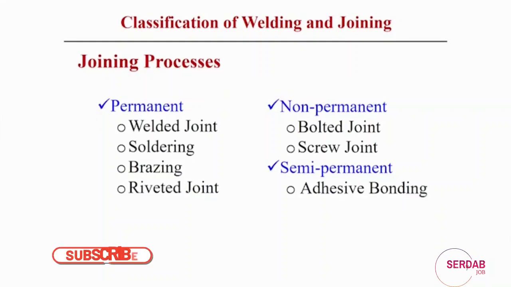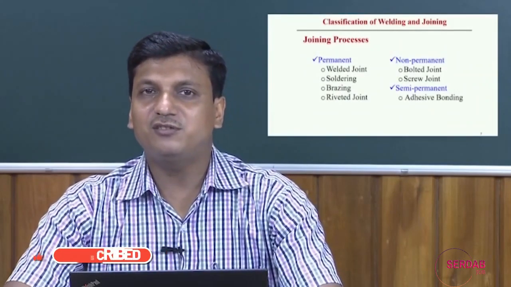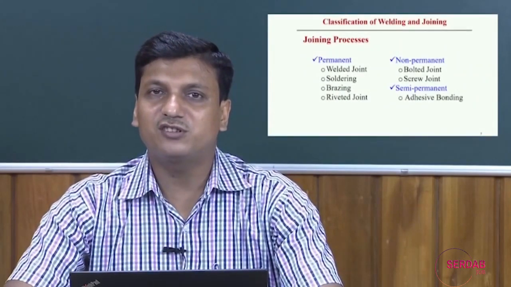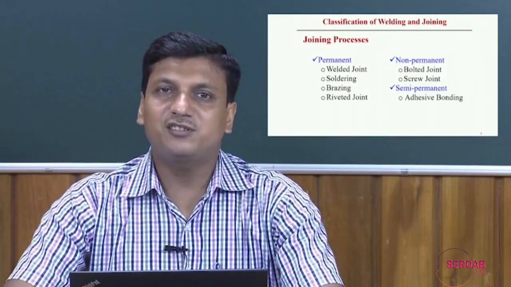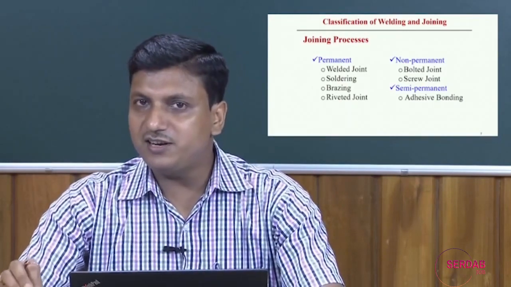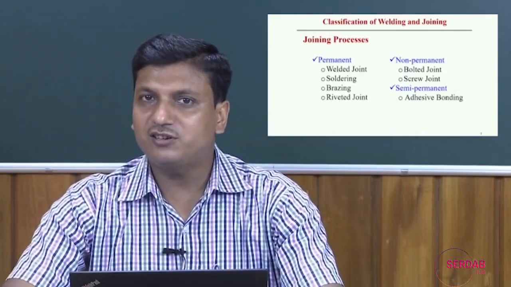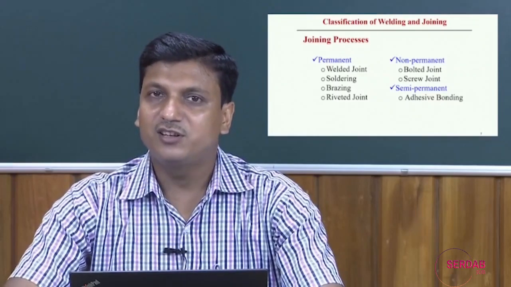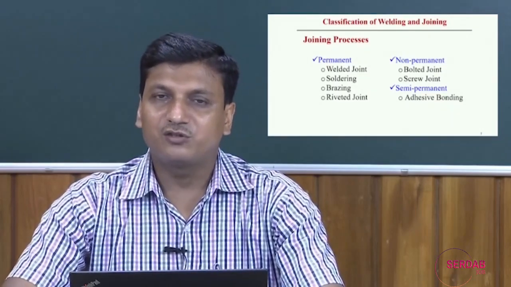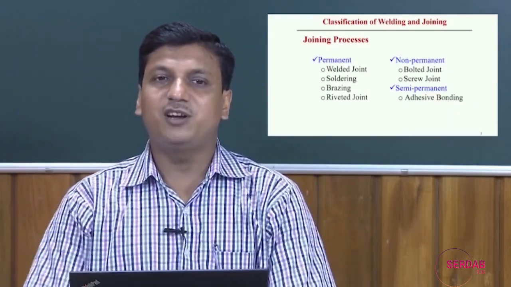So, in that way we can categorize the different joining processes. First is the permanent joint. A welded joint can be considered a permanent joint, because coalescence of the materials happens in this case. It may happen either in the liquid state, that means above the melting point temperature, or it can happen in the solid state as well. So, both can be considered as a permanent joint.